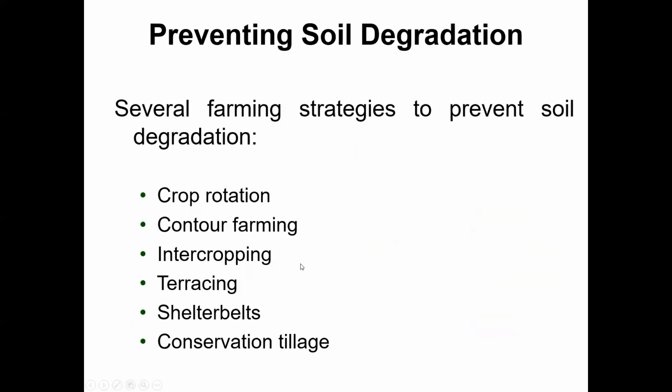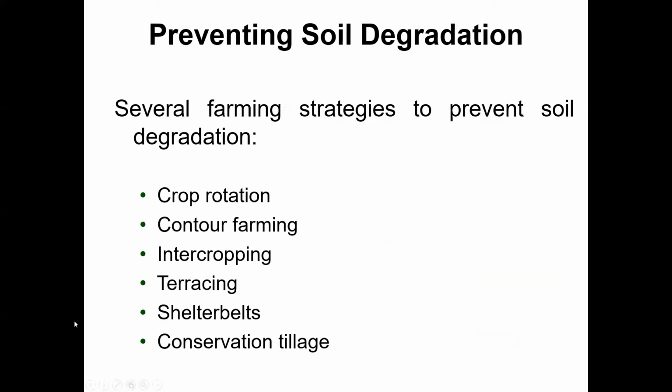The question we have to ask ourselves now is, how do we prevent soil degradation? There are many farming strategies out there that could help prevent soil degradation and soil erosion. The first one is crop rotation. The second one is contour farming. The third is intercropping. The fourth is terracing. The fifth is shelter belts. And the last one is conservation tillage. We're going to touch on these very briefly to give you an idea of what each is and what the main advantages of each of these techniques are.